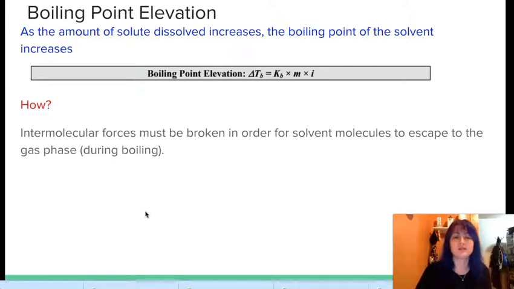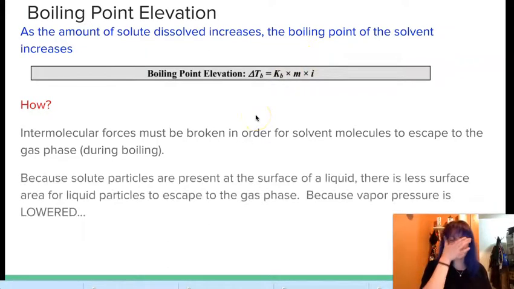So as the amount of solute dissolved in a solution increases, the boiling point of that solvent is also going to increase. And as you can see, this equation looks very similar to the freezing point depression, where the change in temperature equals that constant for any material times molality times the Van Hoff factor. Again, temperature varies directly with the amount of solute present.